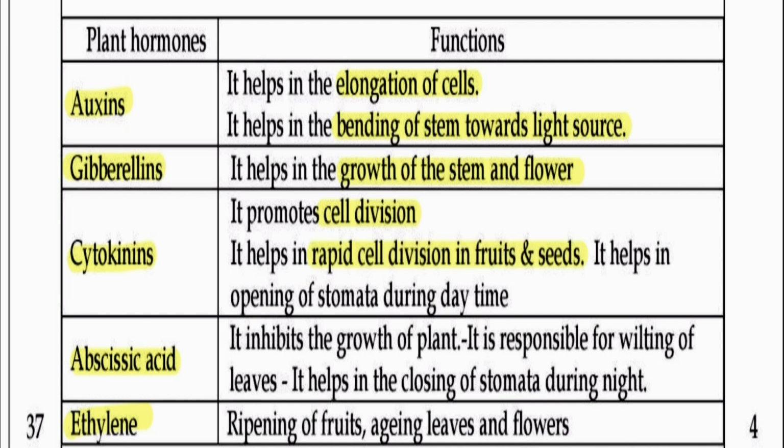It also helps in opening of stomata during the daytime. Abscisic acid inhibits the growth of the plant. It is responsible for wilting of leaves, and it helps in closing of stomata during the night time. Ethylene helps in ripening of fruits, and aging of leaves and flowers.